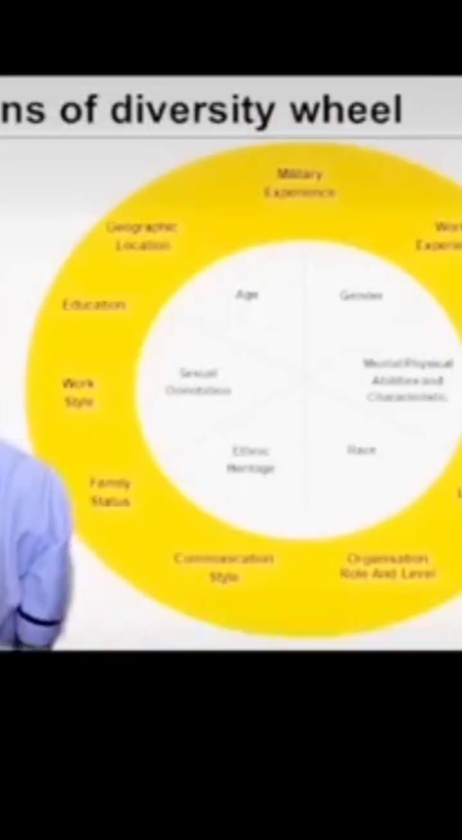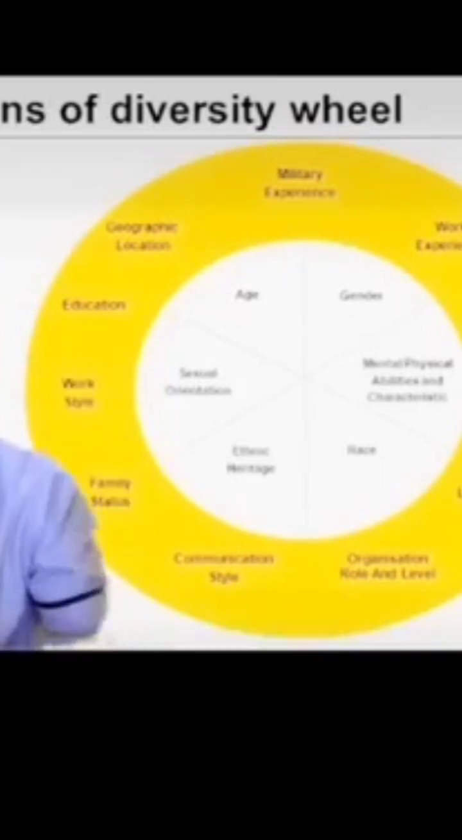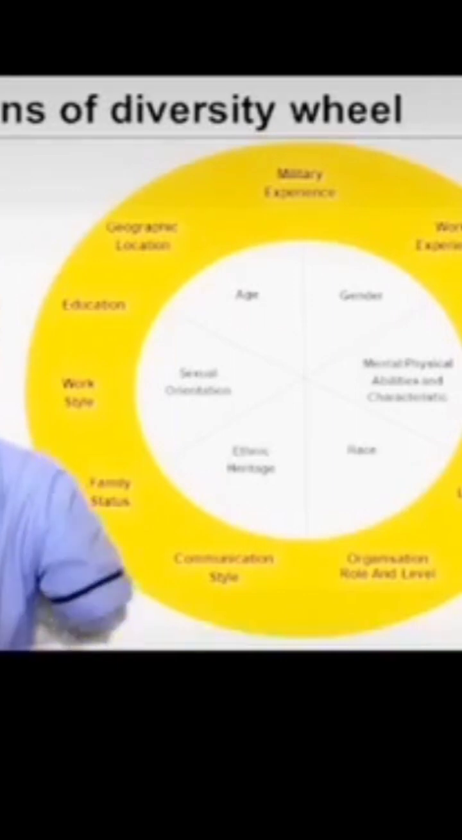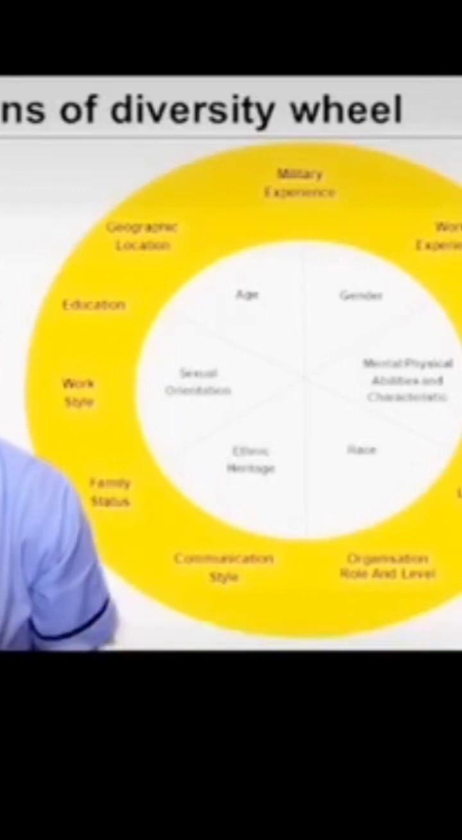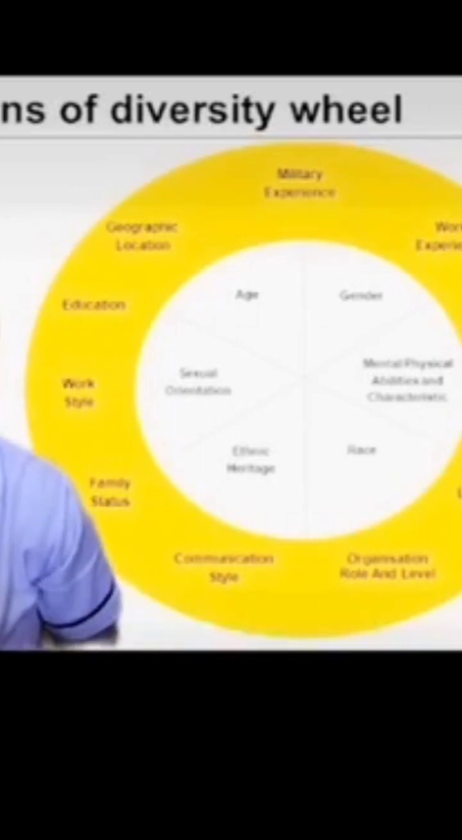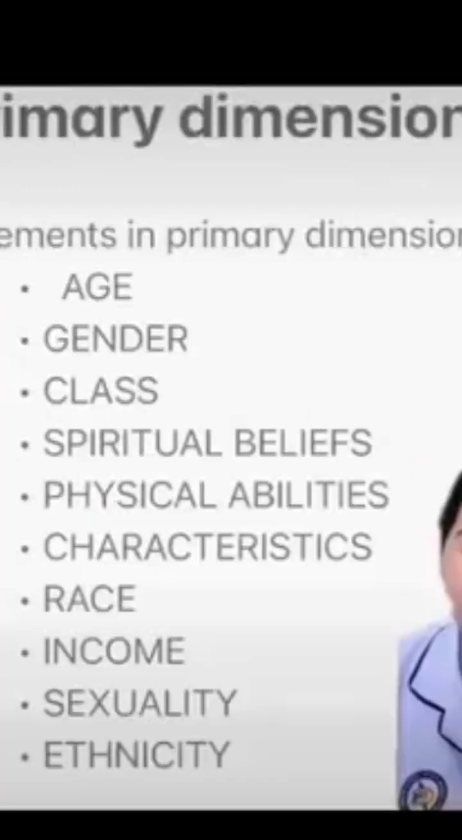This is the dimension of diversity. Nakikita nyo ba yung yellow circle? Yan po ay secondary dimension. And the white one inside is the primary dimension. Okay, I will explain to you the words inside the wheel. Okay, first, the primary dimension.